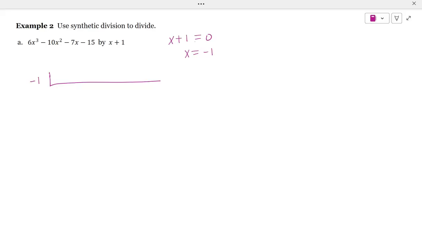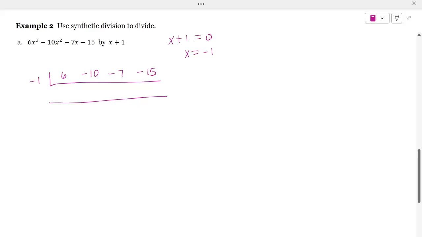Next, we're going to take the coefficients of our polynomial that we're dividing into. When we were looking at long division, we had everything lined up. All of the things that had x cubed were in the same column. Everything with x squared was in the same column. So what we're doing is just getting rid of the variables and just using the numbers in the correct positions. So I'm going to put a 6, a -10, a -7, and a -15. Again, I'm just taking all of the coefficients of the polynomial that I started with. All right, then we draw a line here.